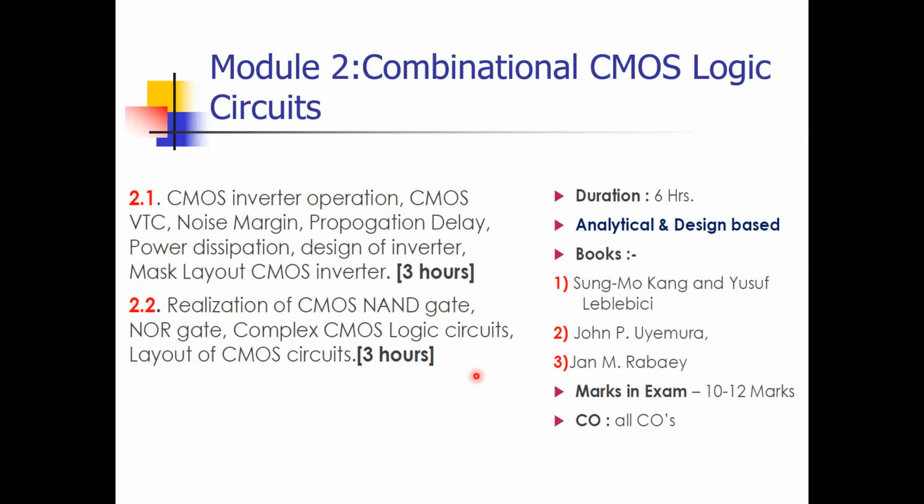So conceptual knowledge is behind every topic, but apart from that, this is analytical because the numerical part is there, and the layout is design based. Okay, and the books again are the same. The CO is all COs.